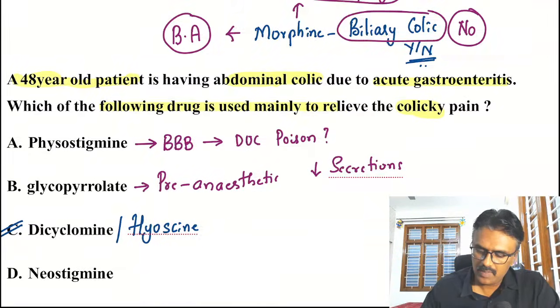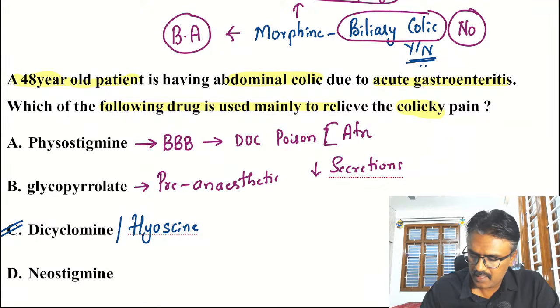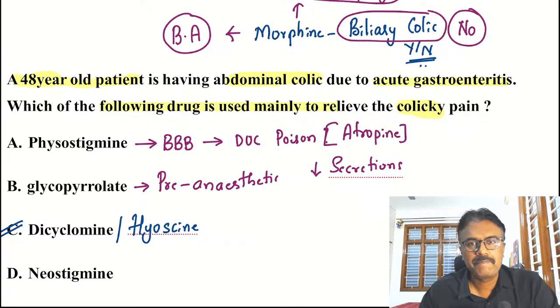So physostigmine is a drug of choice for which poisoning? Yes, not that. Come on guys. Drug of choice for atropine poisoning. Atropine, also called datura, also called belladonna poisoning.